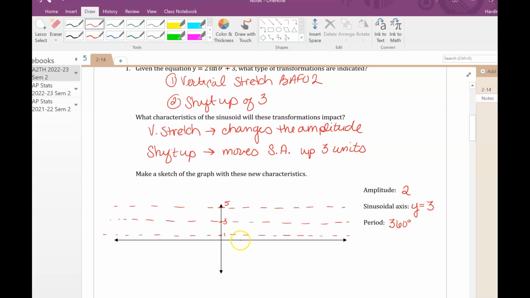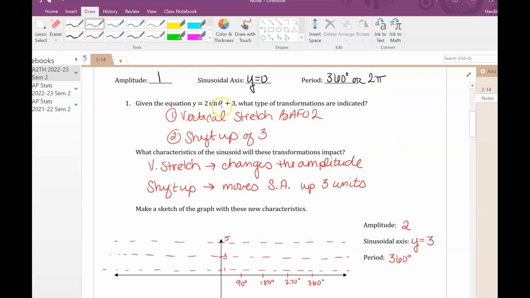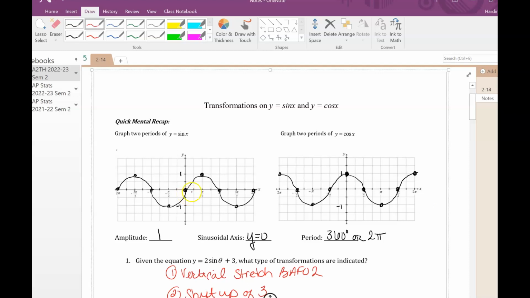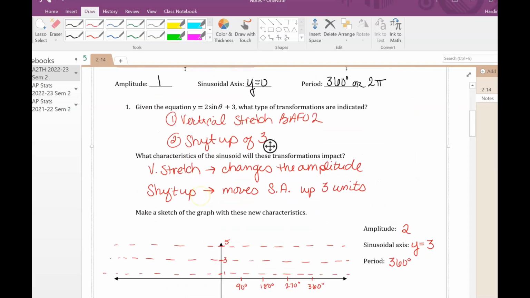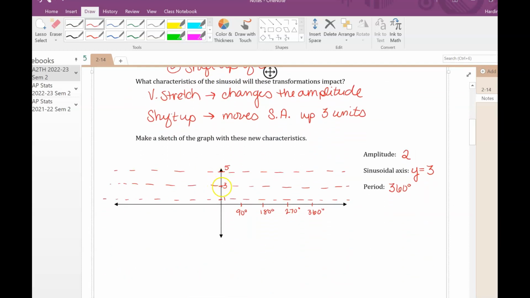A period is 360, and if you remember, we had a critical value. We'll be using that word more often too. Every 90 degrees. All right, so how do I start this? This is where we're going to go back and look at, this is a sine, and a sine wave starts on the sinusoidal axis and then goes to the maximum. So it's going to start here, and then at 90 degrees, it's at the maximum, and then it follows that pattern. And then this would be one period of the graph of that equation.